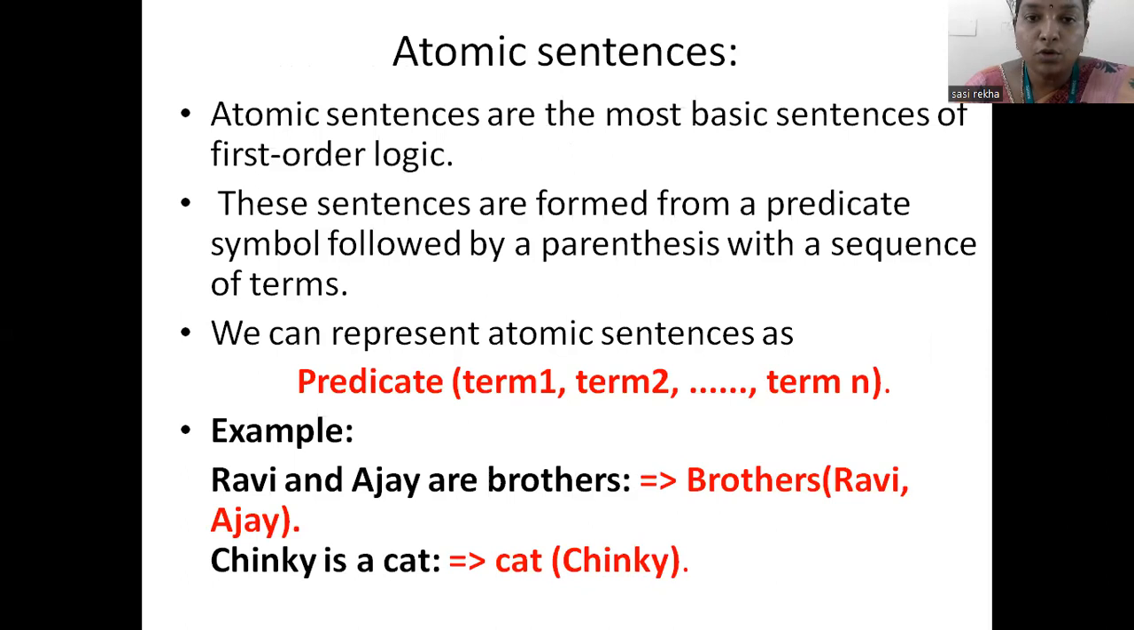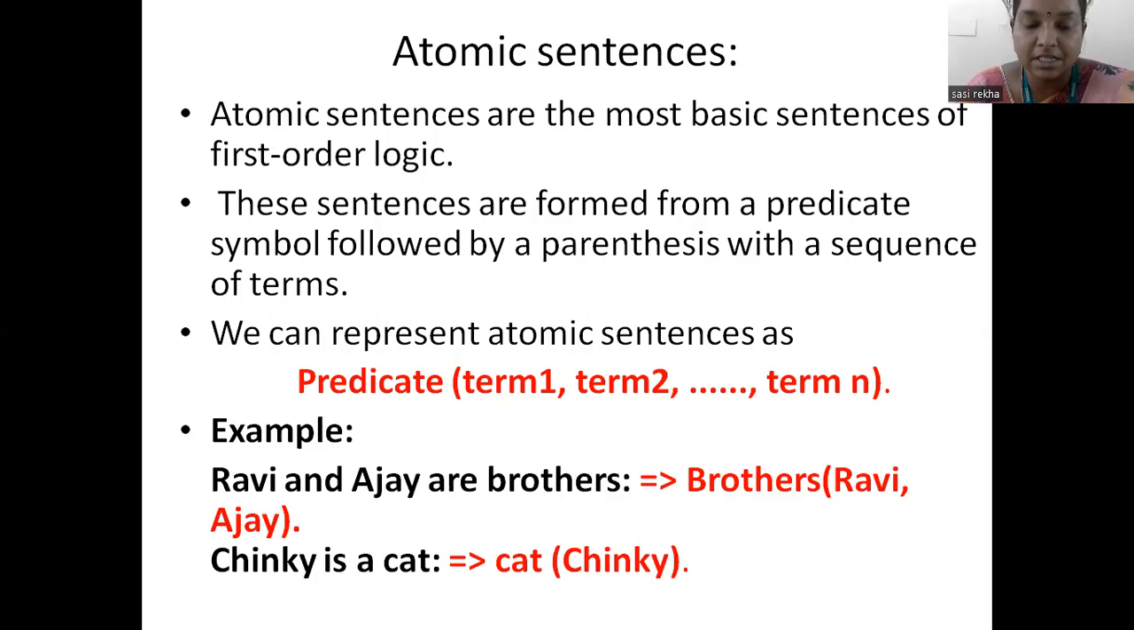One more two things we have to know. One is atomic statements. Atomic sentences are the basic sentences used in first order logic. These sentences are formed from a predicate symbol followed by parentheses with a sequence of terms. We can represent one predicate followed by n number of terms, term 1, term 2, up to term n. Here you can see an example: Ravi and Ajay are brothers.